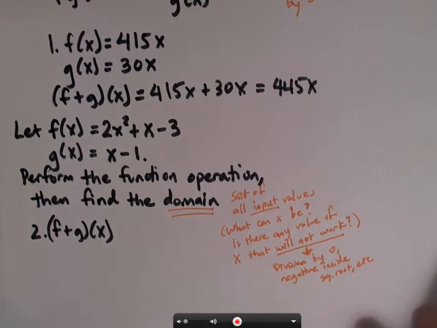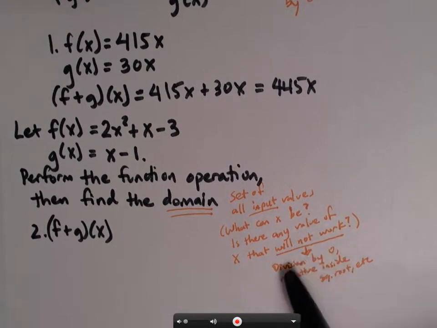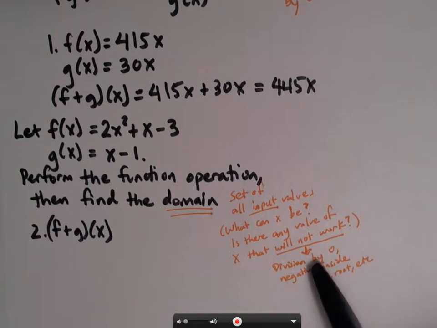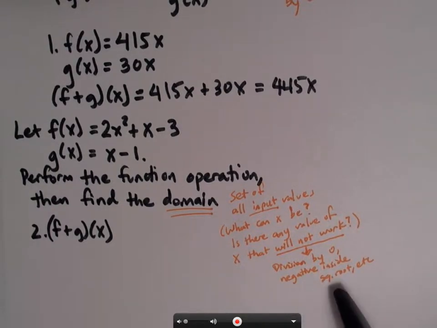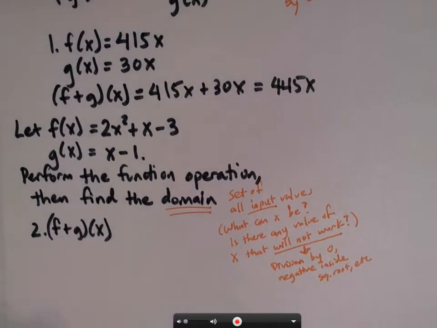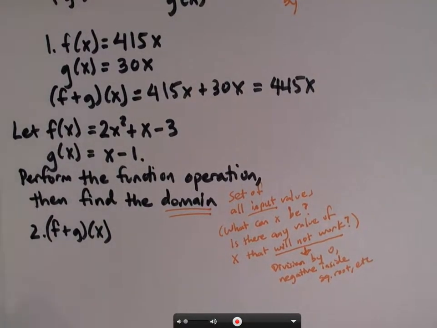So, for example, two key things that cause a value of x not to work: some value of x that causes me to divide by 0, or something that causes me to get, for example, a negative inside a square root or a fourth root or something like that. So we'll practice finding the domain as well.